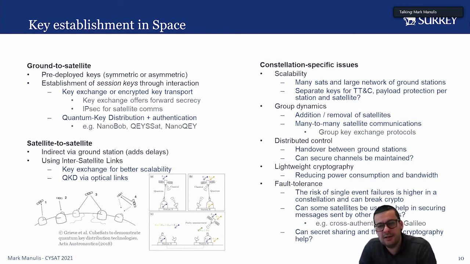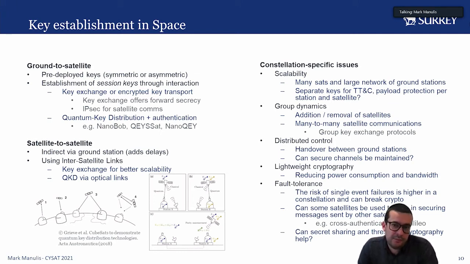There are further constellation-specific issues, such as scalability, because typically you want separate keys to protect separate types of messages, like PTNC or payload, and so on. Due to the distributed nature, there are also challenges with key management on the ground station. If it's not centralized but a distributed ground station, you should be able to manage keys such that you can communicate with the same satellites from different ground stations securely.